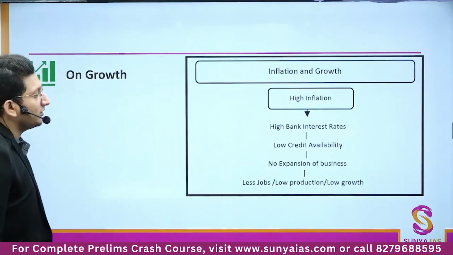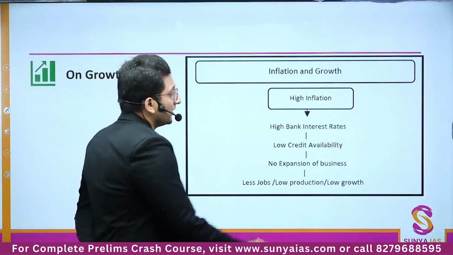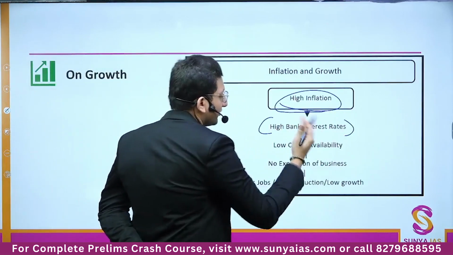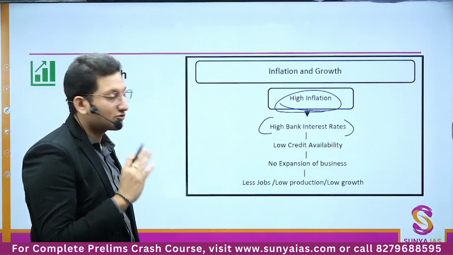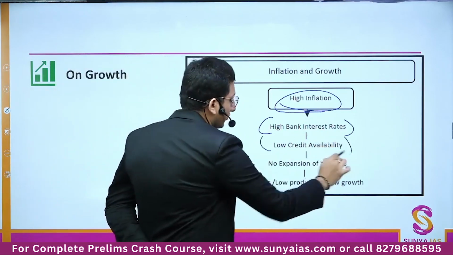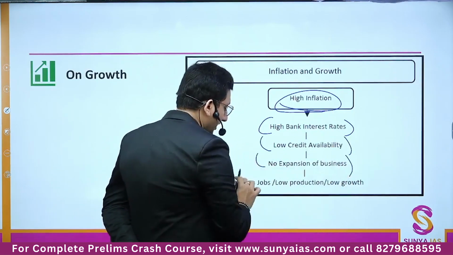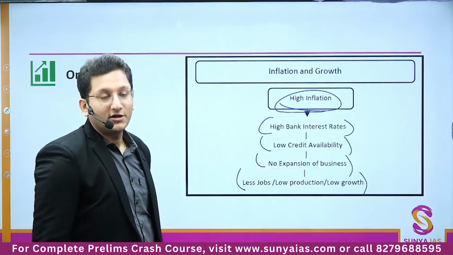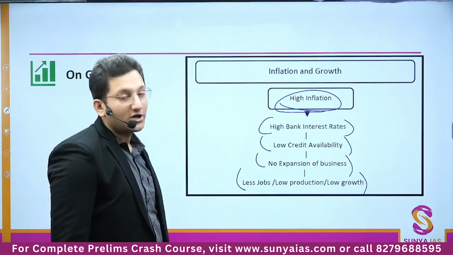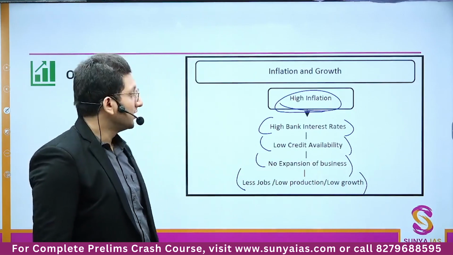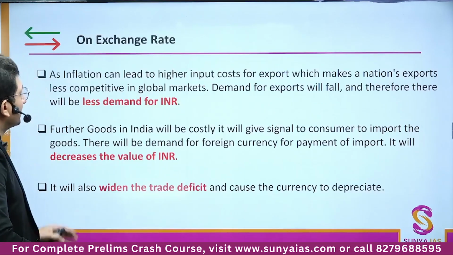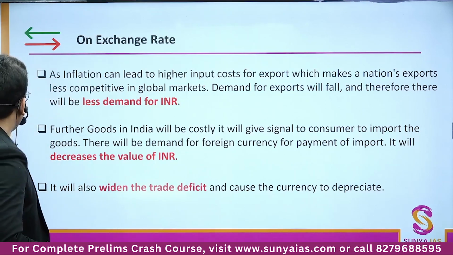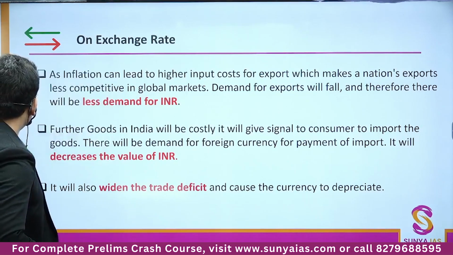अब एक बार ग्रोथ पे भी देख लेते हैं, inflation and growth. When we have high inflation we have high interest, high bank interest rates, ये हम अब देख चुके हैं. Then we have low credit availability, no expansion of business, and there will be low jobs, low production, low growth. We have low jobs, low production and low growth. तो सारे नेगेटिव इफेक्ट्स अभी तक आपने समझ लिए. चलो एक बार इस पर भी देख लेते हैं, एक्सचेंज रेट पे. एक बार इसको यहाँ पे समझते हैं.